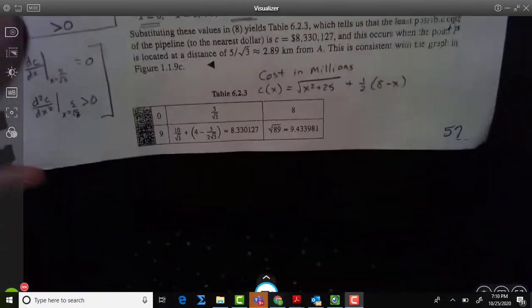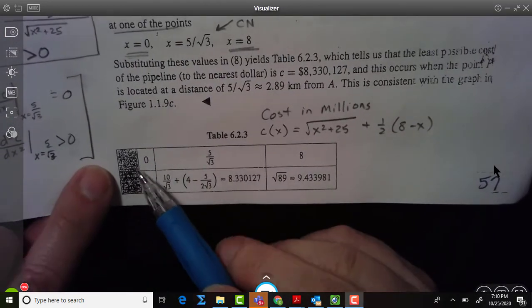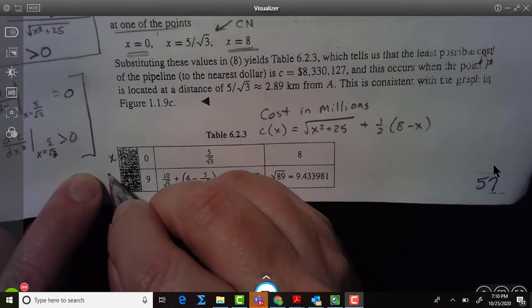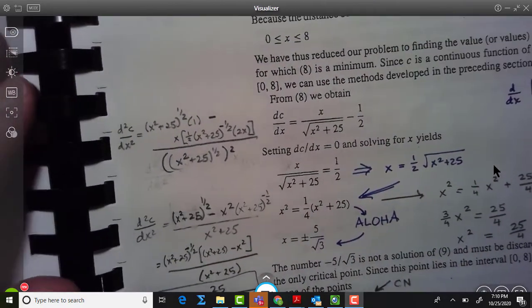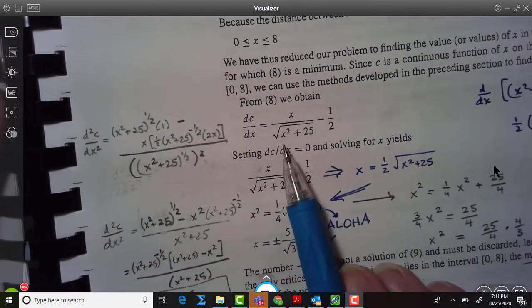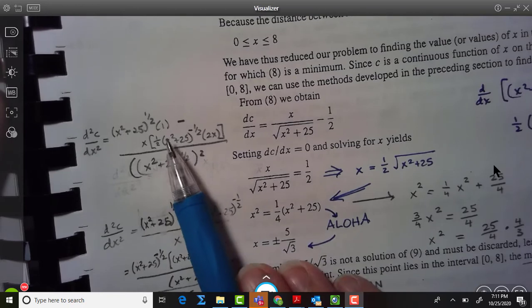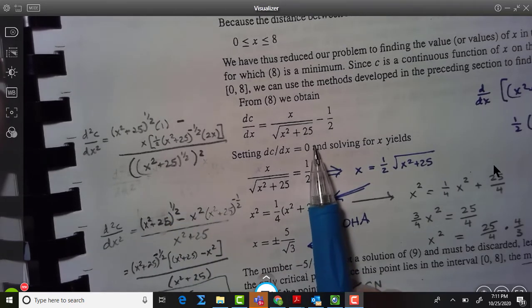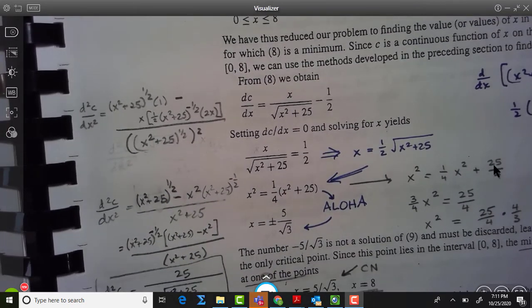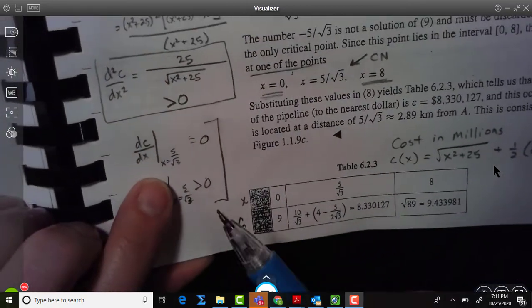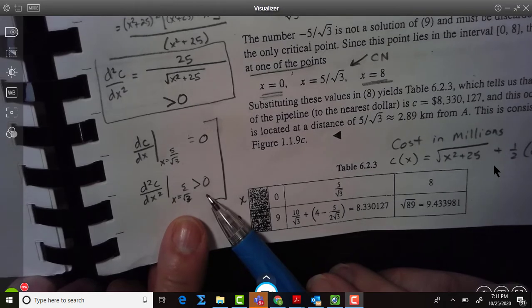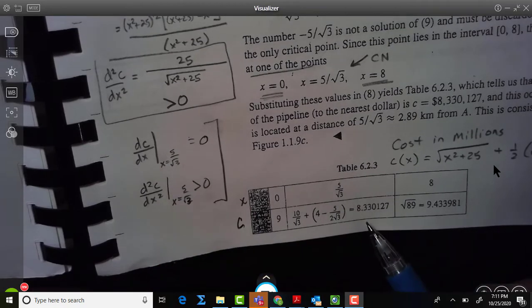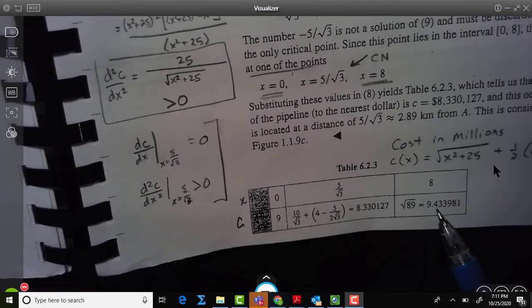Once again, you could make a table. Here are our x values, and here is our cost. Or you could take the second derivative, which is a little bit cumbersome because we have to use quotient rule. And it turns out that our second derivative evaluated at 5 over the square root of 3 is positive, which means we are at a minimum because we're concave up. And you can see that the numbers confirm it.